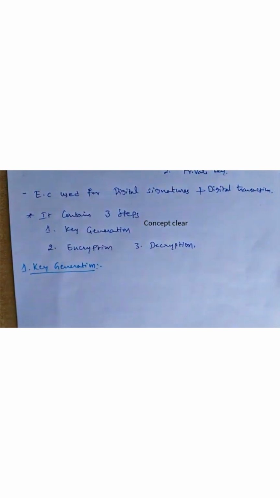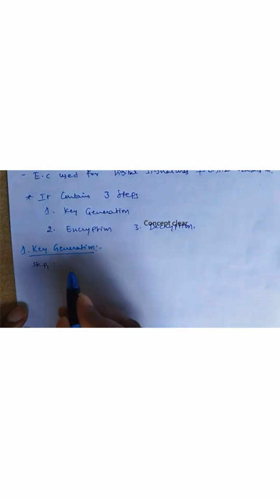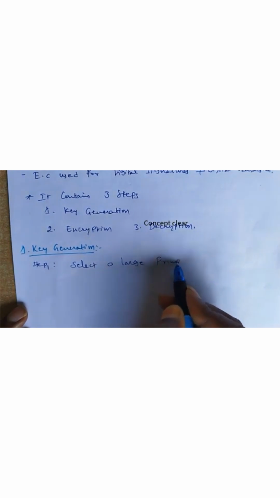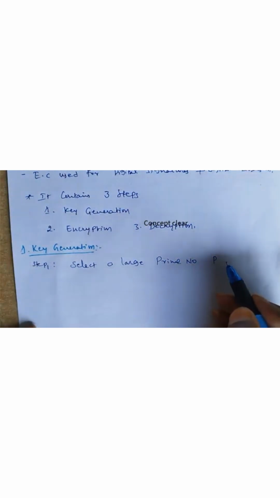Okay, here in key generation we have to follow a set of steps. The first step is step 1: select a large prime number P. At the same time we'll consider one example also. Here I am taking the prime number P and I am assigning the value 11.